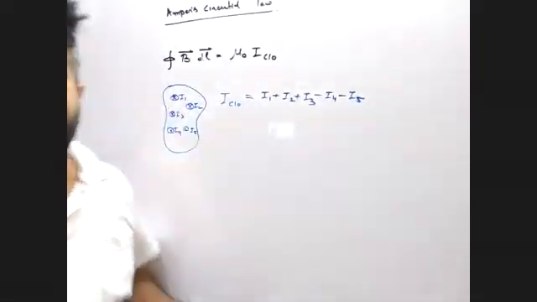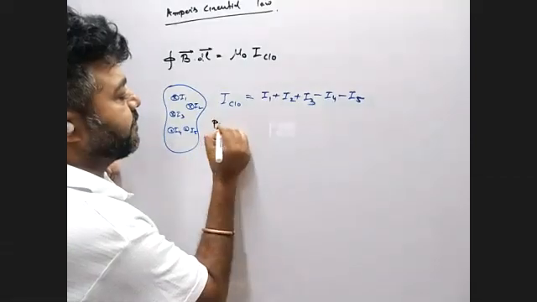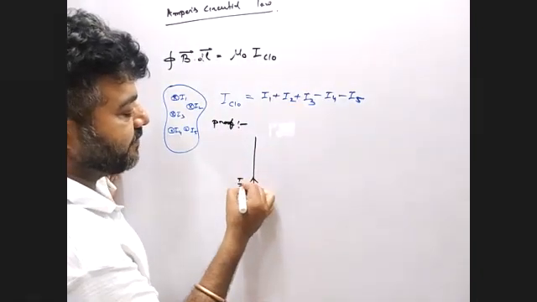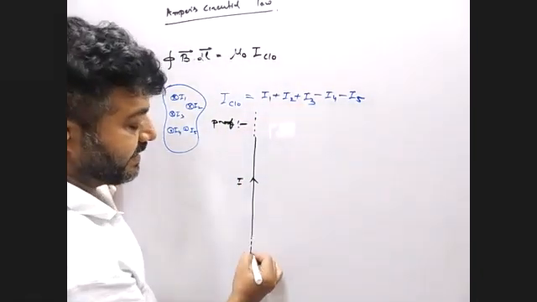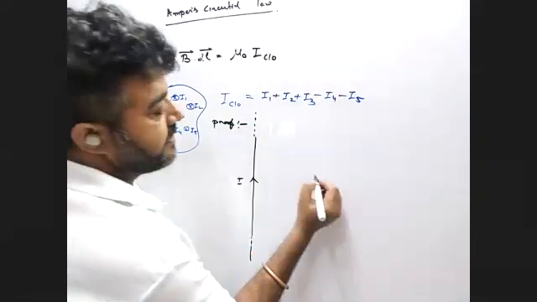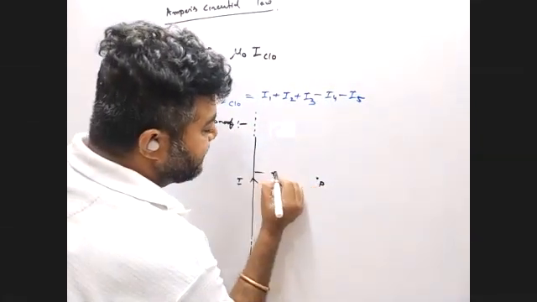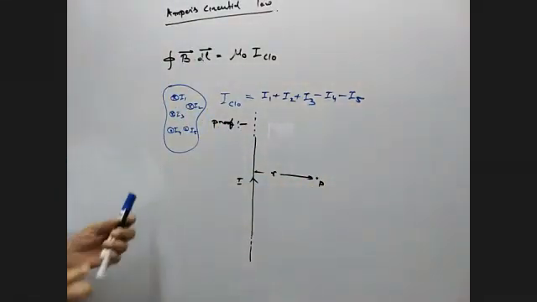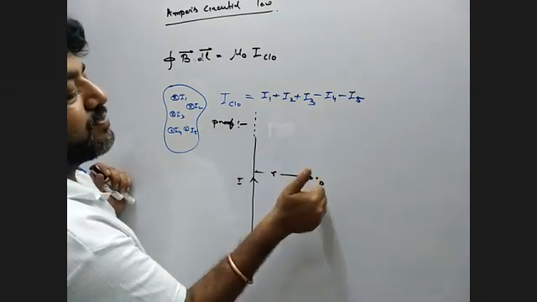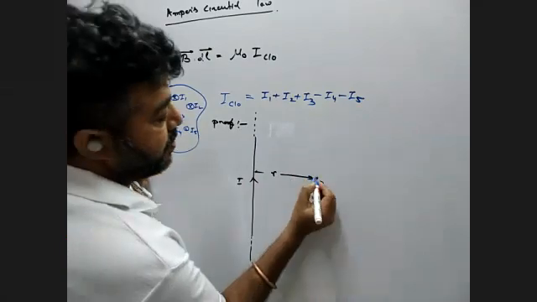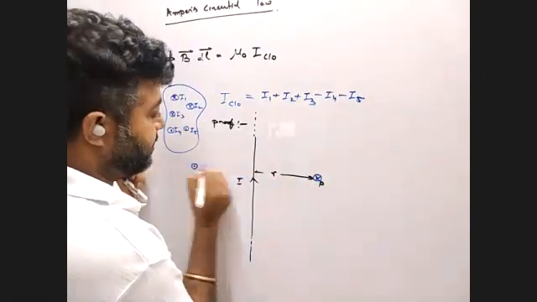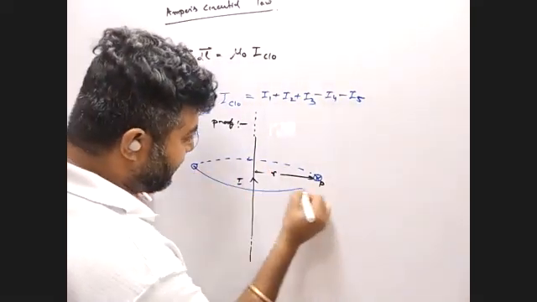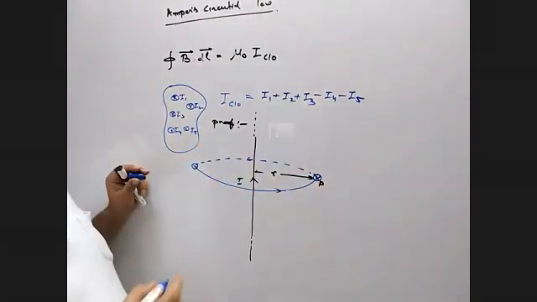Now, the proof of this Ampere circuital law. Suppose this is your infinitely long current carrying conducting wire, and P is a point at a distance R from this wire. We know that if this is my current, the magnetic field is into the page here, and out of the page here. So it makes a circular turn.